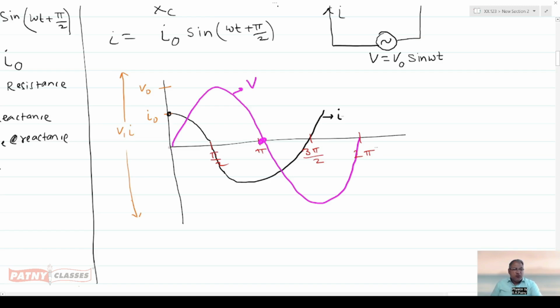What is the observation? When the voltage is 0, the current is maximum. Here we observe that the current reaches its maximum value first, and after that the voltage. So the expression for voltage is omega t plus 0, and for current omega t plus pi by 2. So there is a phase angle. The difference of phase angle is pi by 2, which implies current is leading the voltage by an angle of pi by 2.